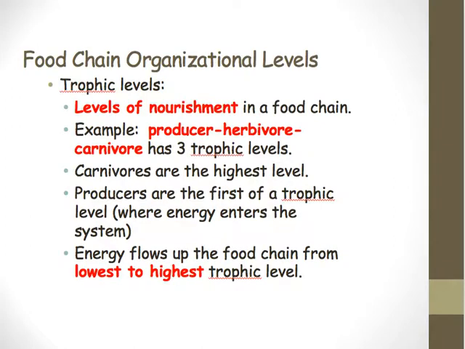When we're talking about levels of a food chain, we're going to talk about trophic levels. So trophic levels just label the level of nourishment in a food chain. So carnivores are going to be at the highest trophic level. Producers are going to be at the lowest trophic level. Energy flows up the food chain from the lowest trophic level to the highest trophic level.